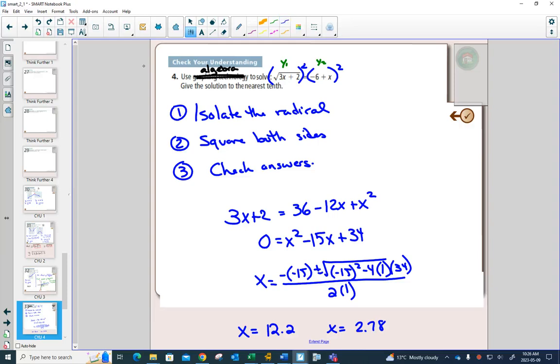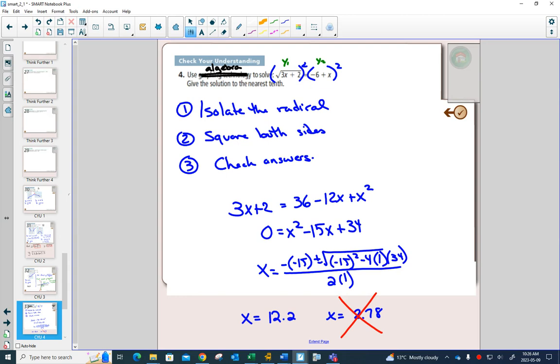And I will tell you an easy way to check to make sure that this one for sure doesn't work. If I plug in the 2.78, on the right-hand side, I'm going to get the square root of something. The square root of something is always a positive number. Square root of 9 is always 3. When you square root both sides, you add the plus or minus, but when you are just doing a square root, it is always positive. Square root of 4 is just 2. Square root of 4 is never negative 2.